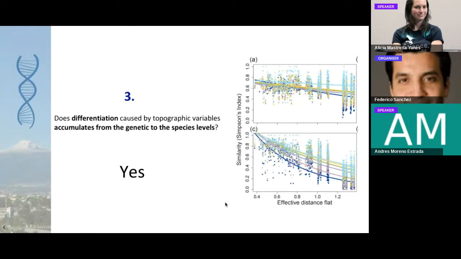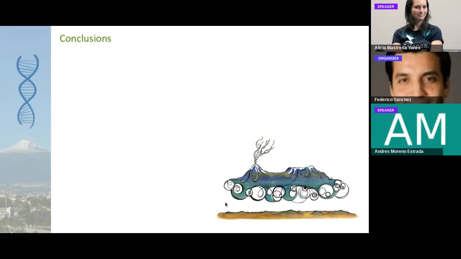So, in short, to answer our third question, we have shown that indeed species and genetic diversity are linked because the differentiation that we have seen at the genetic level can accumulate in a fractal model to the species level. As a way of closing, I would like you to take home the following messages.